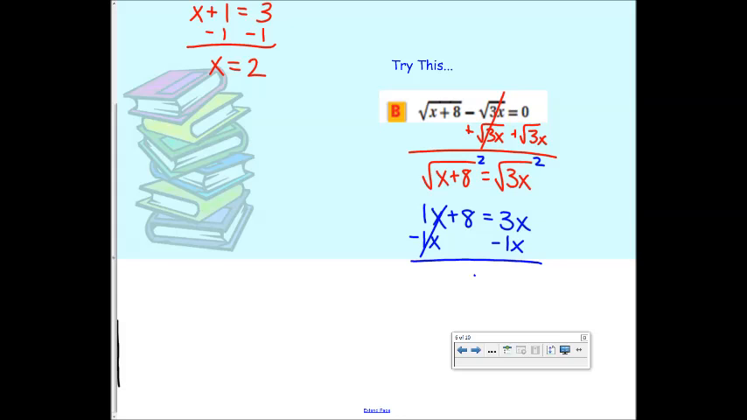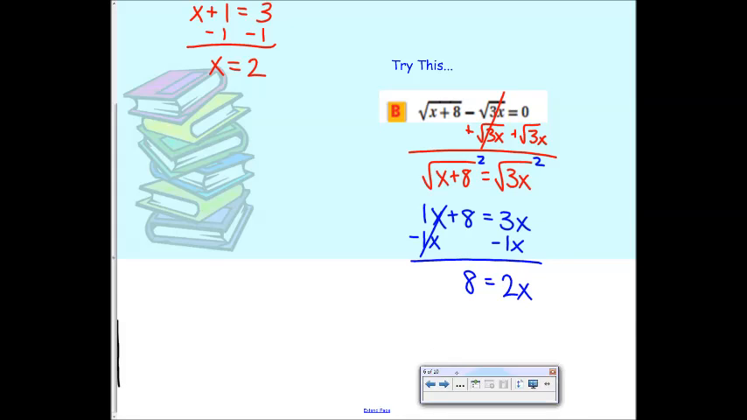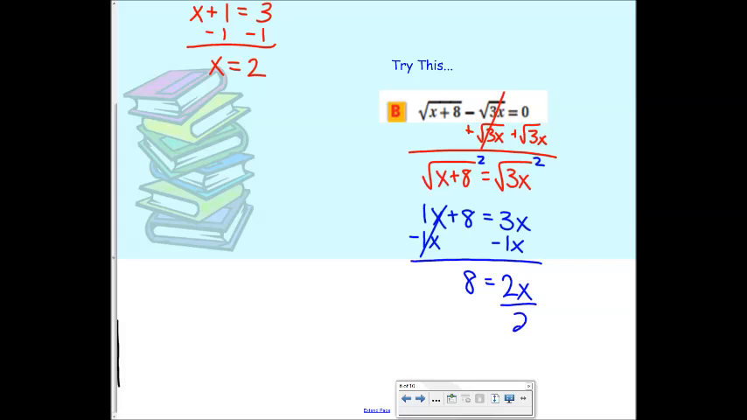Perfect. Great job. Okay, so if both of your radicals are on one side, you can move one to the other and then get rid of both of them in the same step.